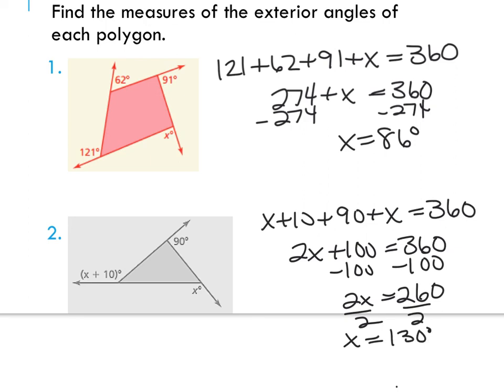Now in the last one, x here was just what we were finding. Now in this one we want to go back in and plug in both of those angles. So the x value, this one is going to be 130 degrees. And then this one over here, we're going to have 130 plus 10 to give us 140 degrees.